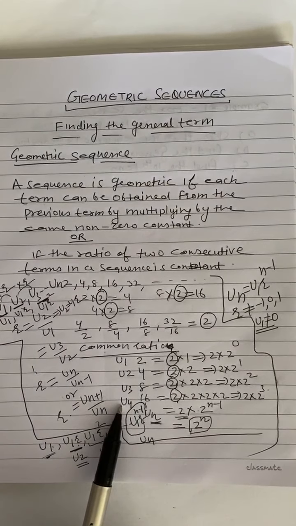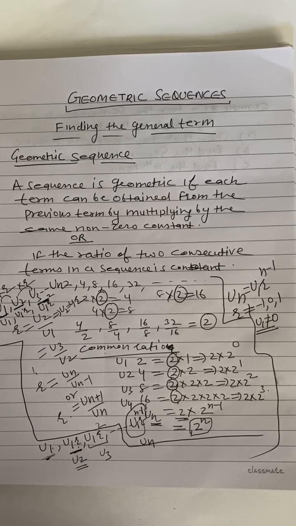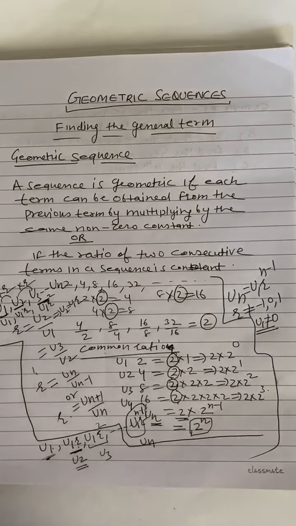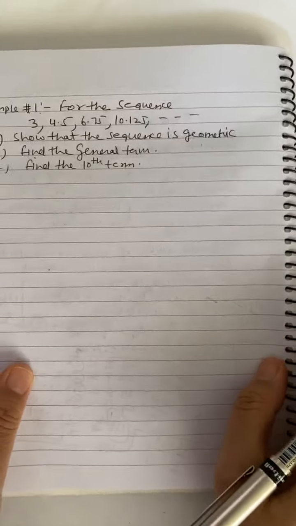It's very similar to arithmetic sequence. In arithmetic sequence, you use plus and minus, addition and subtraction as your mathematical operations. In geometric sequence, we always use division and multiplication as your mathematical operation. So this is something which you need to remember. So in geometric sequence, multiply and divide. So I'm going to do a couple of examples so that you can have a better understanding.